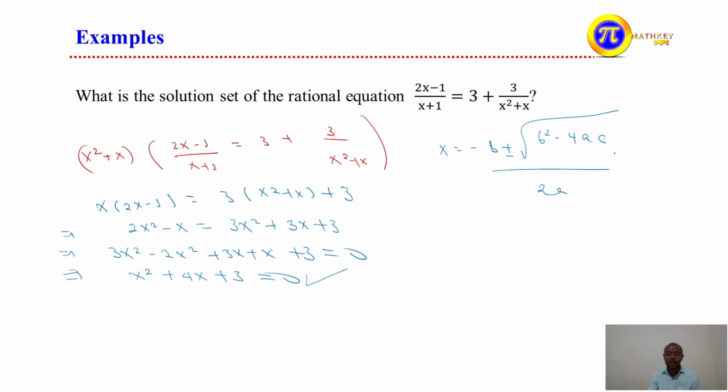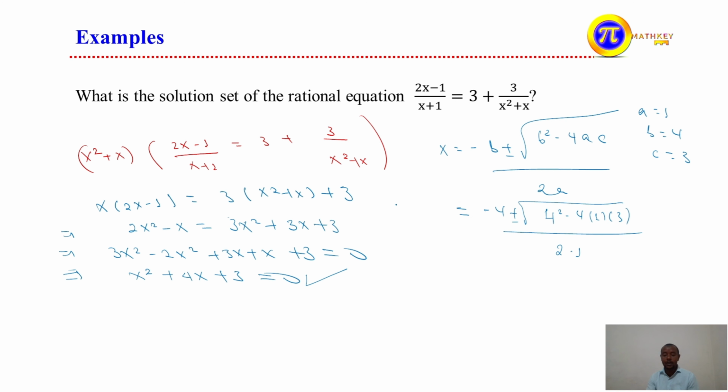In our case, what is a? Our a is 1. B is what? Our b is 4. C is what? The constant is 3. So substitute those values into this general quadratic formula. That means negative 4 plus or minus the square root of b squared, that means 4 squared, minus 4 times 1 times 3, the whole divided by 2 times 1.